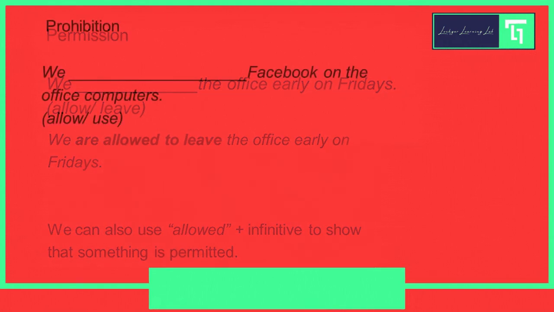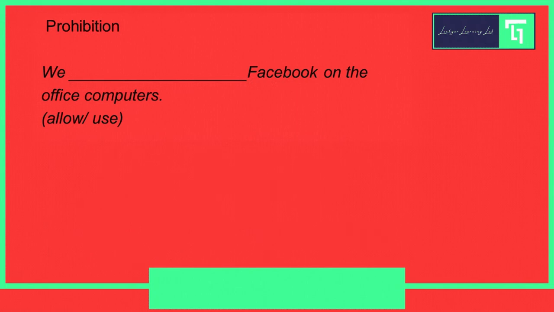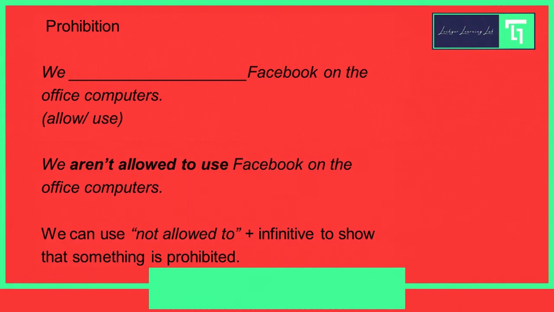Then we could have prohibition with the same verb. So we're going to say we Facebook on the office computers, and we're going to use allow and use, and this is prohibition. So it's going to be the negative. So we are not allowed to use Facebook on the office computers. All right, so we're only allowed to use Facebook when we're outside the office.